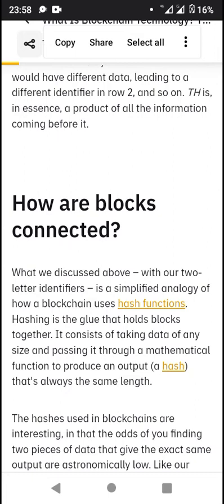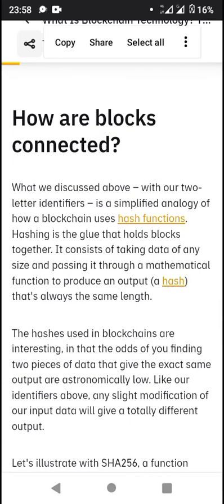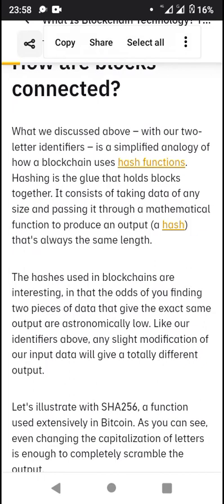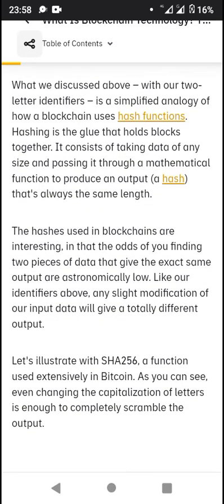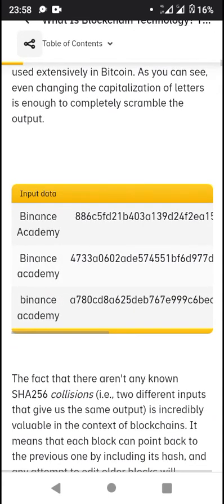Looking at how blocks are connected, the two identifiers are a simplified analogy of how a blockchain uses hash functions. Hashing is the glue that holds blocks together. It consists of taking block data of any size, passing it through a mathematical function to produce an output, a hash, that's always the same length. There are lots of these, guys. You want to take notes of these.